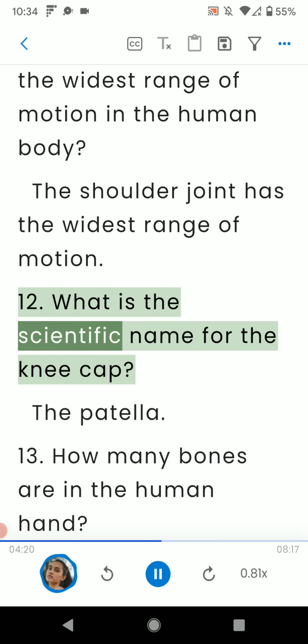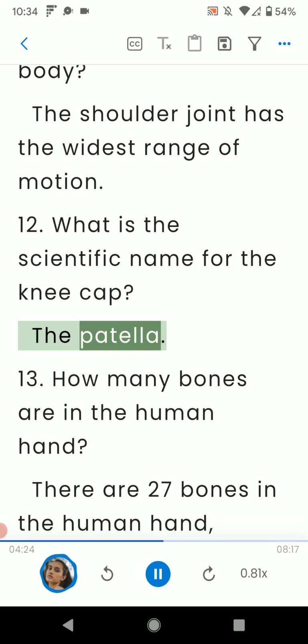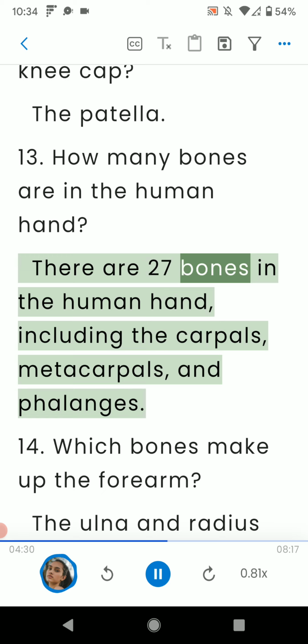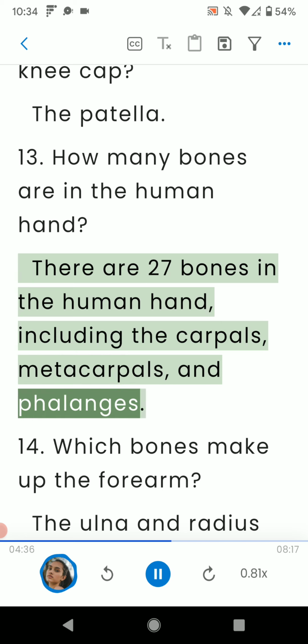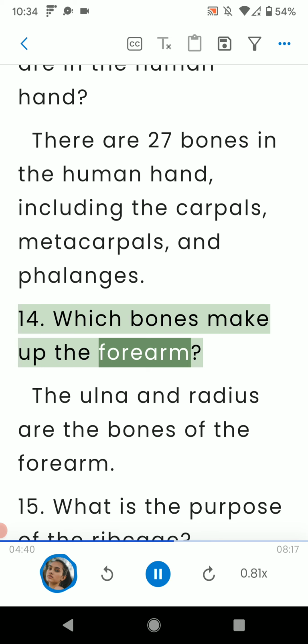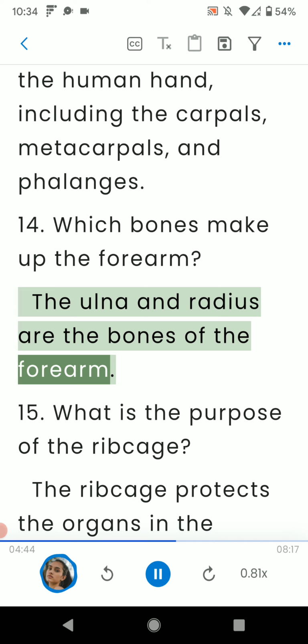12. What is the scientific name for the kneecap? The patella. 13. How many bones are in the human hand? There are 27 bones in the human hand, including the carpals, metacarpals, and phalanges. 14. Which bones make up the forearm? The ulna and radius are the bones of the forearm.